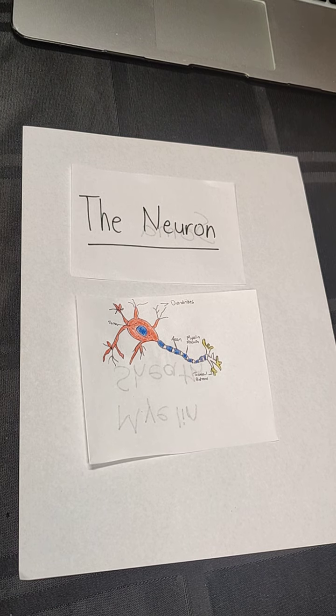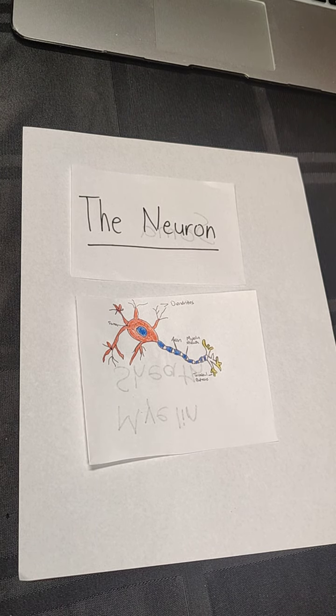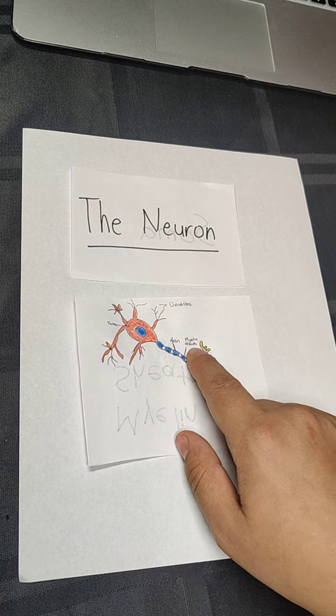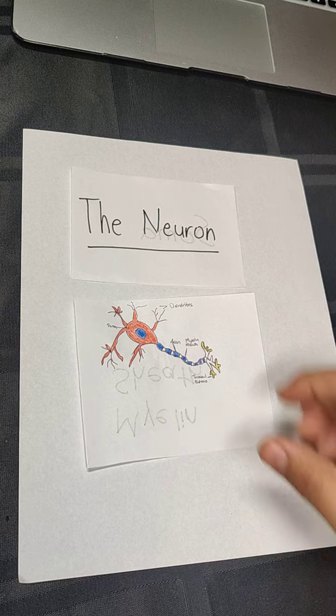There are 5 parts of the neuron that will be identified and explained. The 5 parts are dendrites, soma, axon, myelin sheath, and terminal buttons.